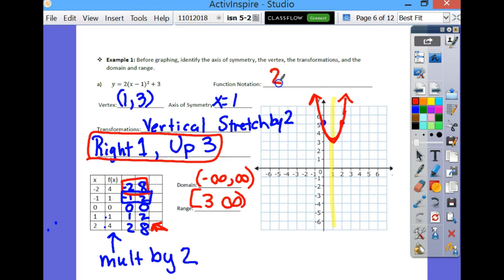In function notation, this is what the problem would look like. The 2 is still out in front. The x minus 1 is still in parentheses. Still have the plus 3 on the end. What is missing though? The squared. Because this could apply to any function, not just this one, but any function at all. And so that's called function notation, and this one is called vertex notation.